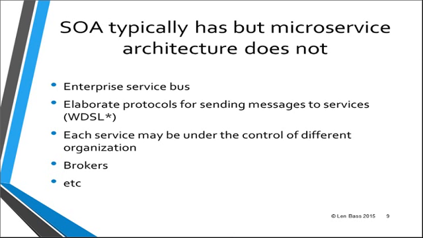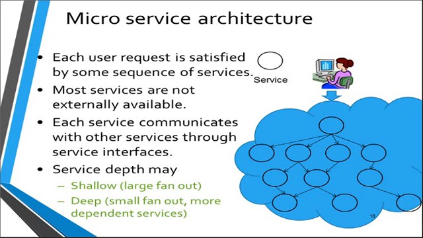for microservice architecture. So each user request comes to one of the externalized services. It then gets passed off to other services through various service interfaces, and each service does a coherent type of thing. You can design this so the service depth is shallow, so there's a large fan out, but not very deep, or that it's deep, in which case you have a small fan out and more dependent services.